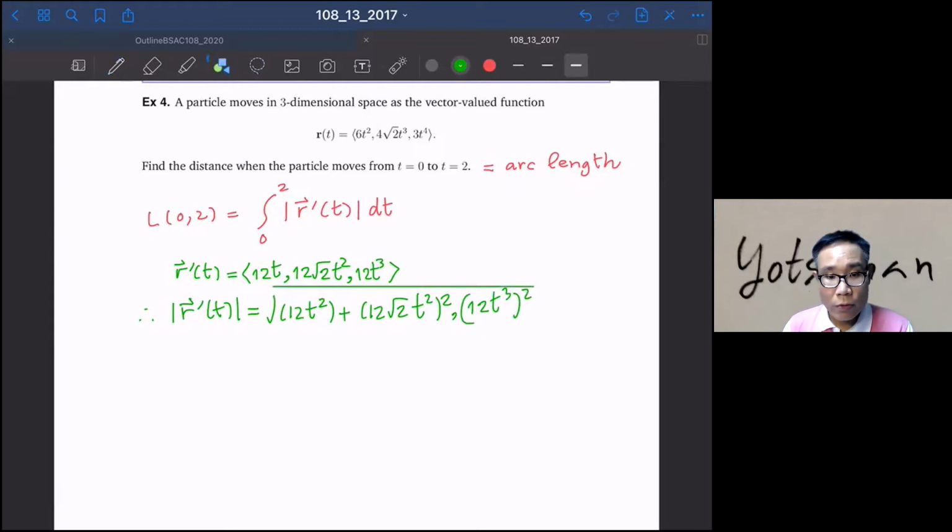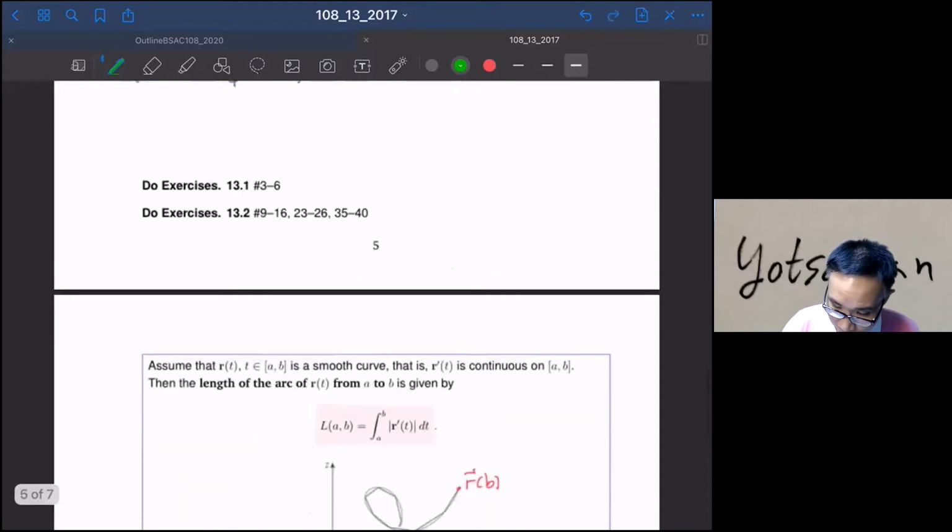So this one is almost a straight line. You see that you are allowed to move the 12 squared outside, so it's going to be 12 squared.